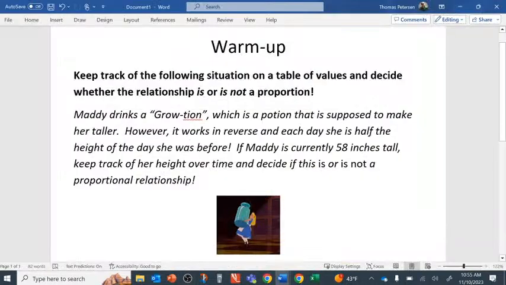Here's your warm up. Keep track of the following situation in a table of values and decide whether the relationship is or is not a proportion. Maddie drinks a potion that is supposed to make her taller. However, it works in reverse. Each day, she is half the height that she was the day before. Maddie is currently 58 inches tall. Keep track of her height over time and decide if this is or is not a proportional relationship.